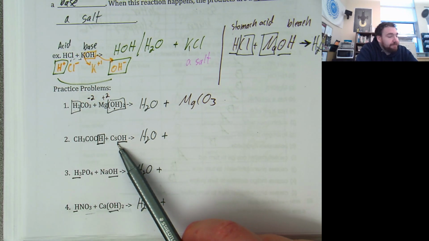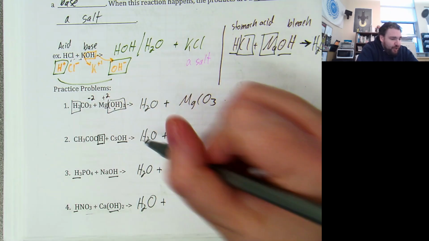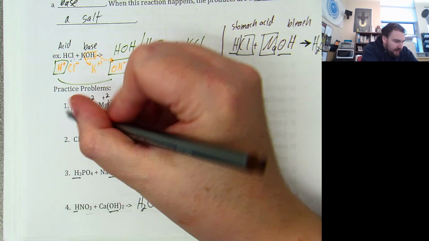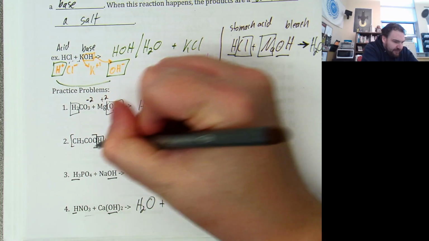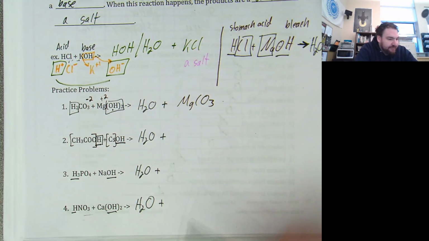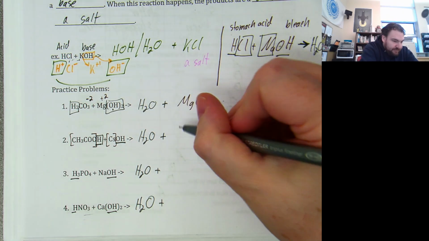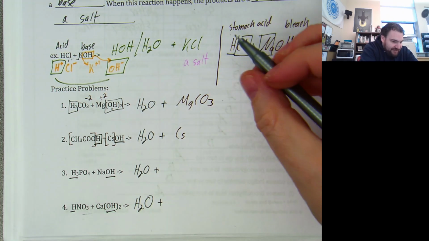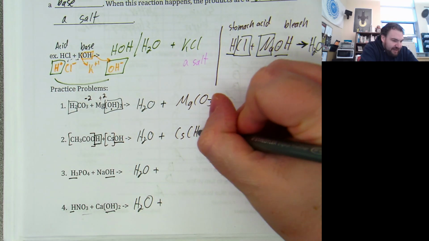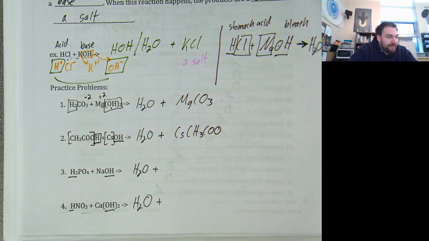What would this next guy be? The H's and the OH's go to make water. I have this whole piece left here, and I've got the Cs left here. It's going to be Cs, CH3COO, you bet. And the name for that thing would be cesium acetate. You don't want to touch that salt, it's radioactive.